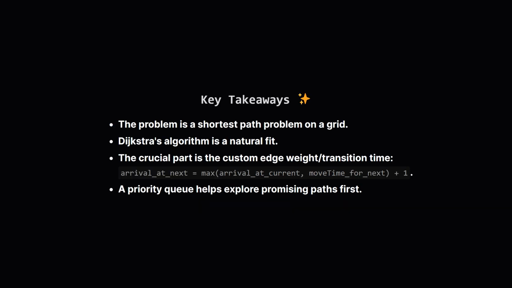So, to wrap things up, this problem was all about finding the quickest way through a grid, with a special time constraint for entering each room. We saw that Dijkstra's algorithm is perfect for this, once we figured out how to calculate the time to move between rooms. That key formula was: the arrival time at the next room is 1, plus the maximum of your arrival time at the current room, and the move time restriction of that next room. And using a priority queue made sure we always explored the path that looked best so far. It's a neat application of a classic algorithm.